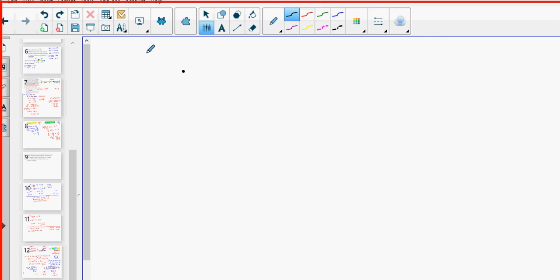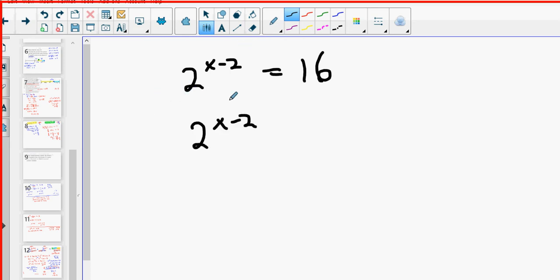2 to the power of x minus 2 equals 16. Now I'm gonna do something. I want you to tell me what I did wrong. Ready? 16 is 4 squared. This implies x minus 2 equals 2. What mistake did I make?